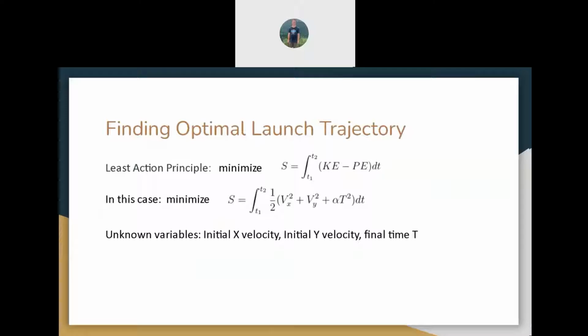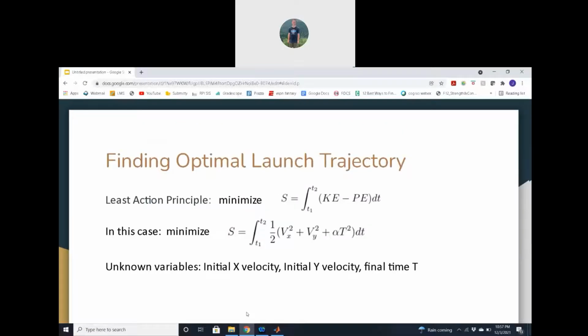In our case, we're going to use this 1/2 (vx squared plus vy squared) plus alpha t squared term as the cost function to minimize. 1/2 (vx squared plus vy squared) is the kinetic energy of the projectile, and the alpha t squared term is added if we want a trajectory that hits the target in less time. We can scale this alpha term depending on how much we care about the energy versus the final time. When we solve this, the three variables we're trying to find are the initial x and y velocity and the final time. So now we can go take a look at Matlab and see how we solve this problem.